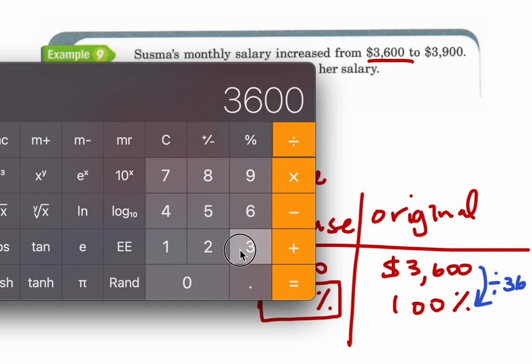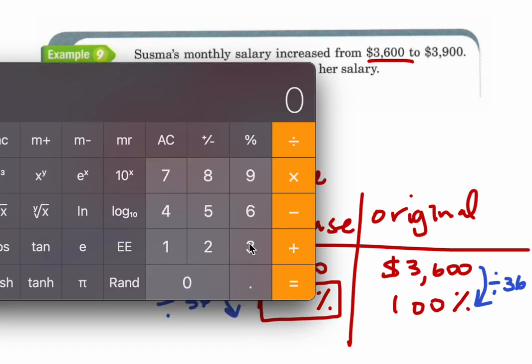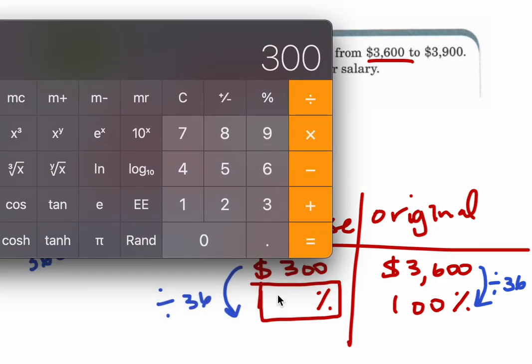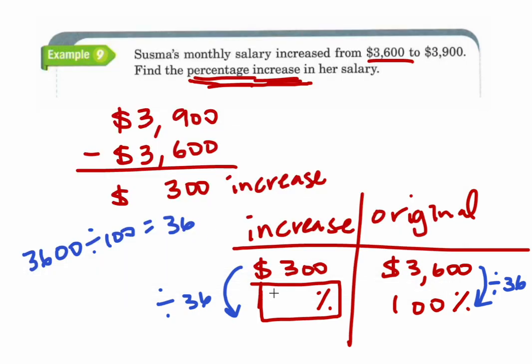3,600 divided by 36 should be 100. So then that means that going up and down this way is also divided by 36. So we'll take the 300 and divide by 36. So we get 8.33333%. We can round that to 8.3%. So her percentage increase was 8.3%.